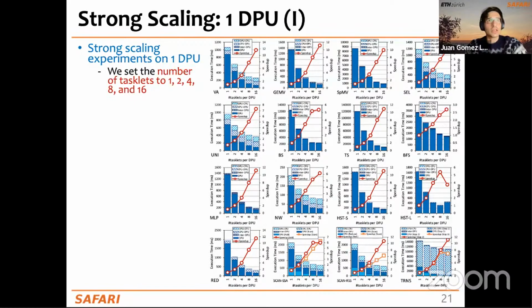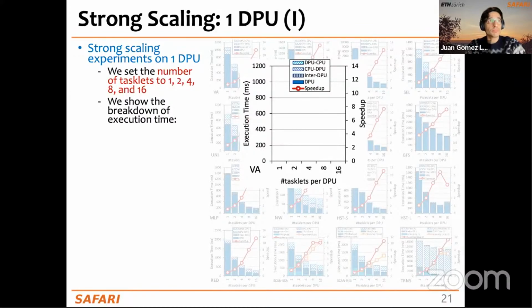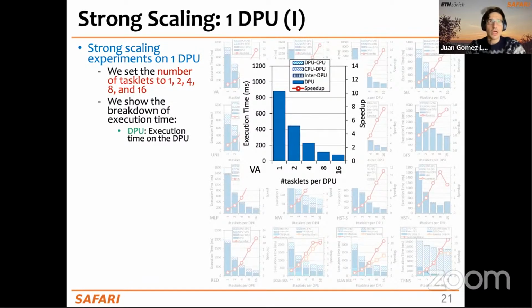So as you can see on these different plots for the 16 benchmarks, we set the number of tasklets to 1, 2, 4, 8, and 16. And in each of the plots, we show the breakdown of execution time for the DPU kernel time, which is essentially the execution of the kernel, the function that runs on the DPU. And we see here, for example, for vector addition, how this DPU kernel time reduces as we increase the number of tasklets, as we desire and could expect as well.